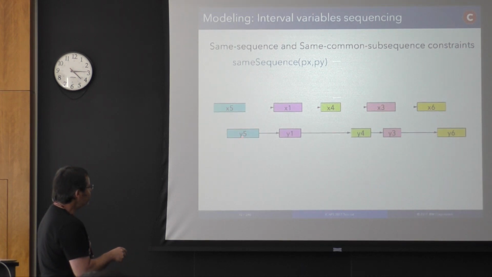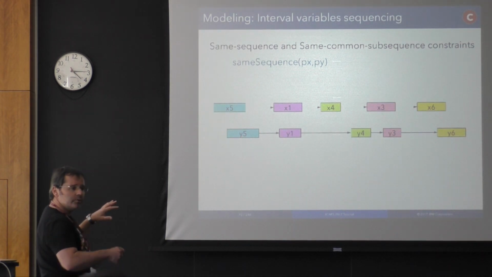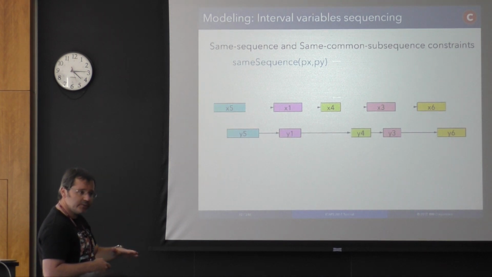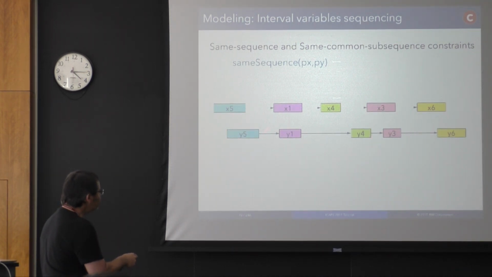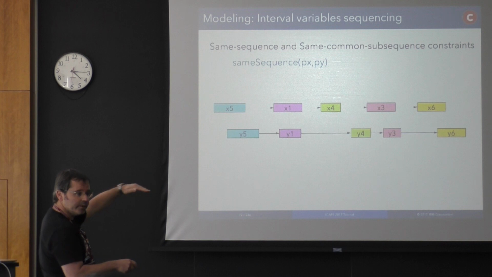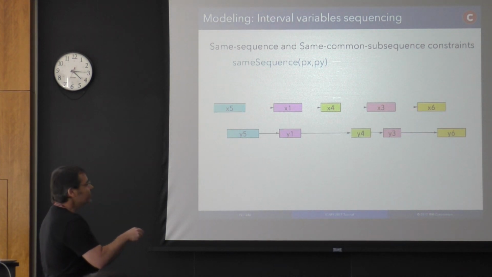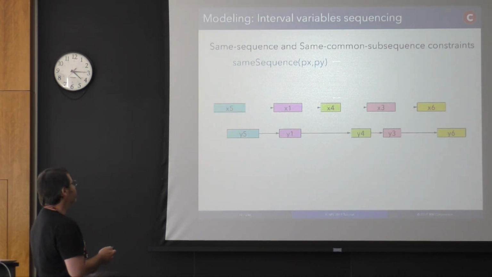Okay, just the same sequence means, well, if you have given a value for the sequence on the first one, then on the second sequence. There is no temporal constraint between these elements, but the order is the same. Okay, the order of the colors, for example, here is the same on the two sequences.